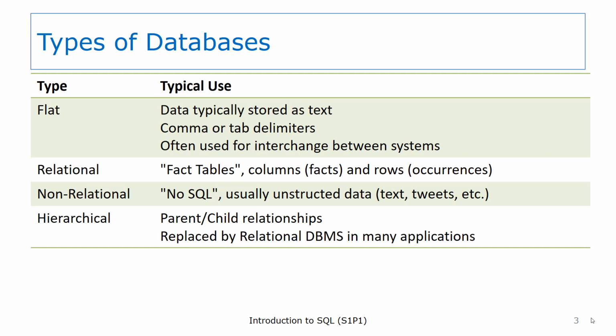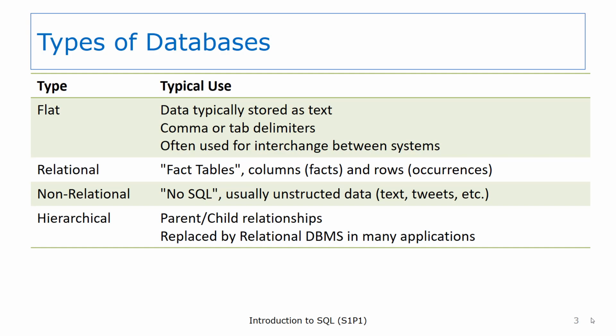This course is all about using SQL with a relational database, so you will learn a lot more about how to work with these features. Non-relational databases are sometimes referred to as NoSQL databases. These types of databases are typically used to contain what is called unstructured data, for example, text, tweets, and other data that is not easily reduced to individual facts. One of the most widely known NoSQL database systems is MongoDB.